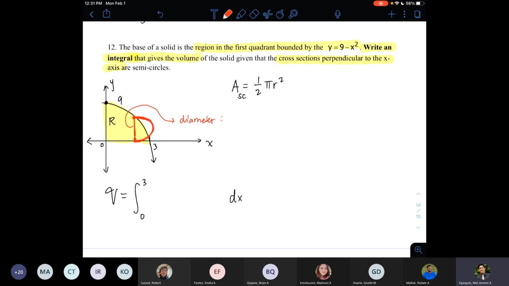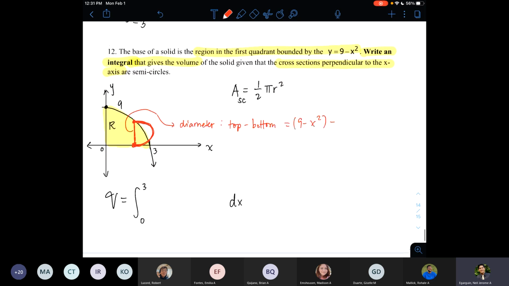Now the vertical strip, again, is top minus bottom, right? The top function corresponds to the parabola 9 minus x squared, minus the bottom function, which is the x-axis, the line y equals 0. So that's why I have a minus 0 here. So that's 9 minus x squared. But be careful here, that's the diameter. So the radius would be half of that, 9 minus x squared all over 2. So that's the formula for the radii of the cross sections.